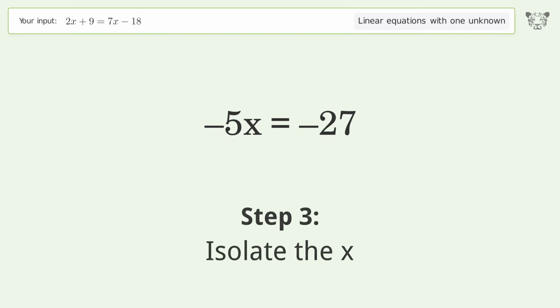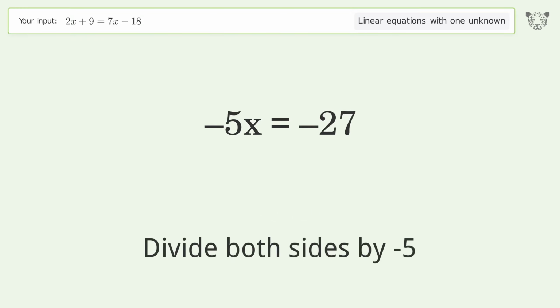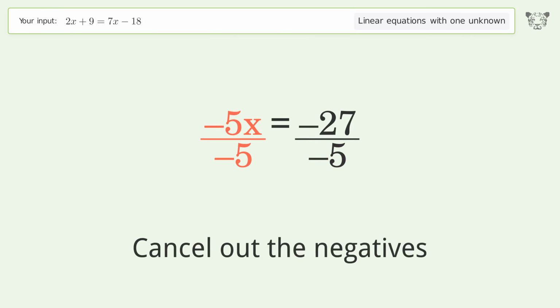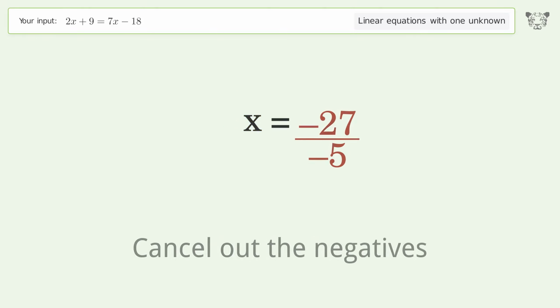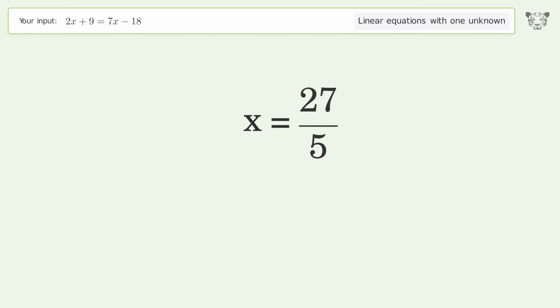Isolate the x. Divide both sides by -5. Cancel out the negatives. Simplify the fraction. Cancel out the negatives. And so the final result is x equals 27/5.